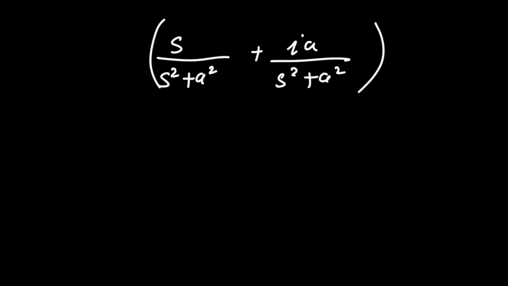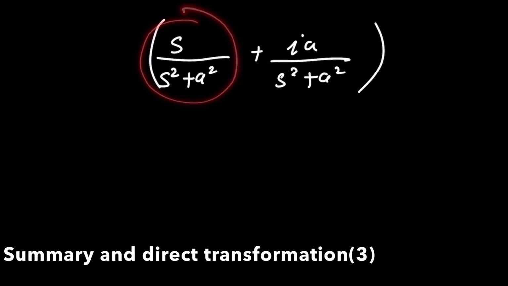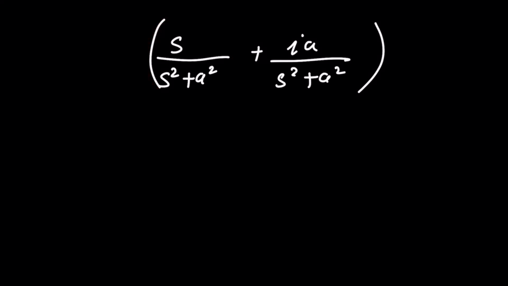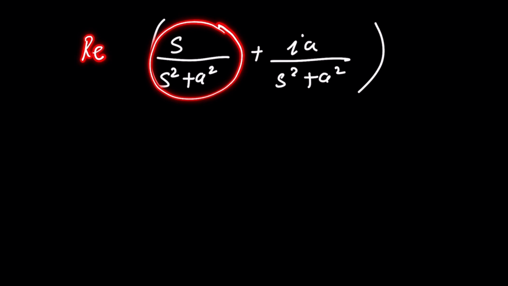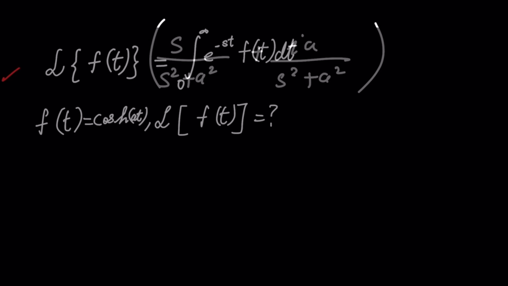To summarize this, the Laplace transformation of the cosine is going to be s divided by s squared plus a squared. And since it was real written here, we only took the real part. However, if we were taking the Laplace transformation of the sine function, then we would have imaginary written over here. And eventually we would have only taken a divided by s squared plus a squared, which is the imaginary part of this equation.